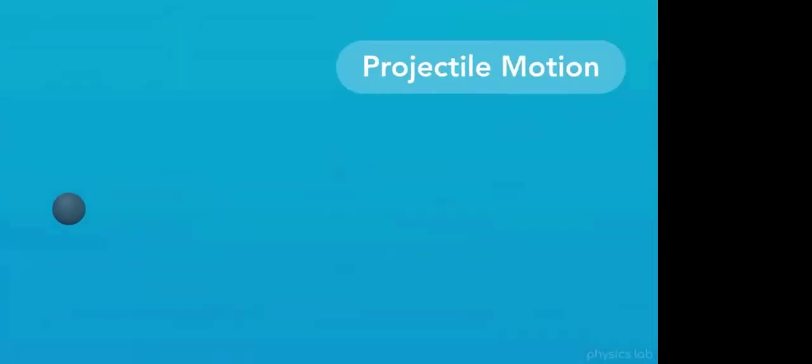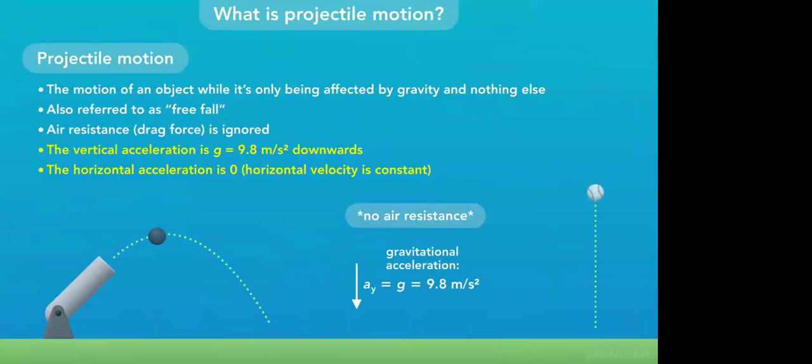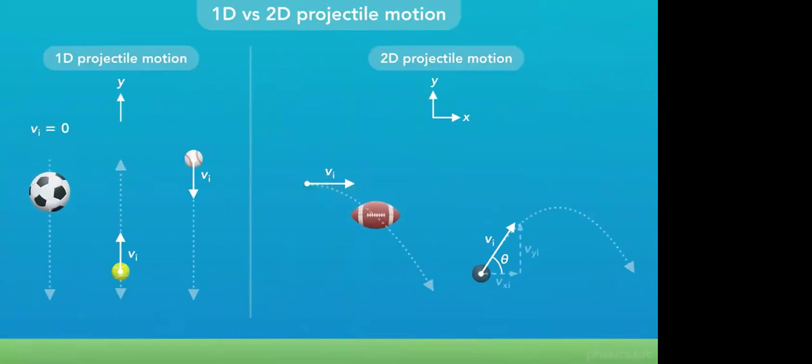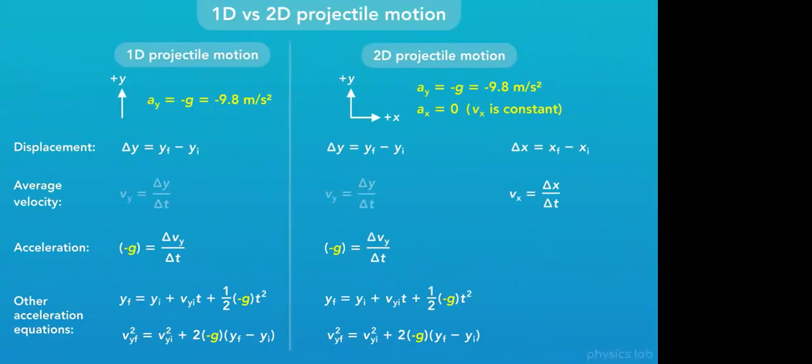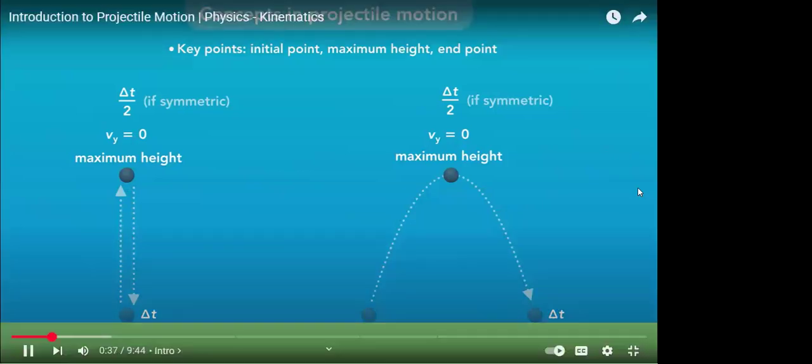Hey everyone! In this video, we're going to introduce projectile motion. We'll start with some examples and definitions. Then we'll talk about the difference between one-dimensional and two-dimensional projectile motion. After that, we'll do a quick overview of the kinematic equations. And finally, we'll cover some important things to know when working with projectile motion.